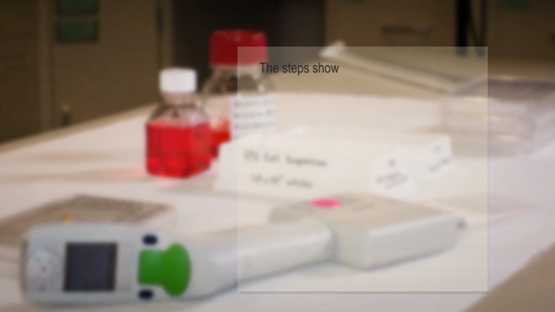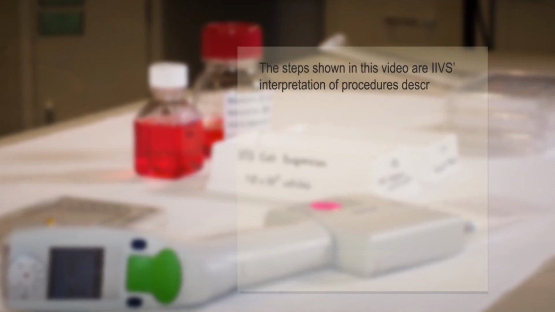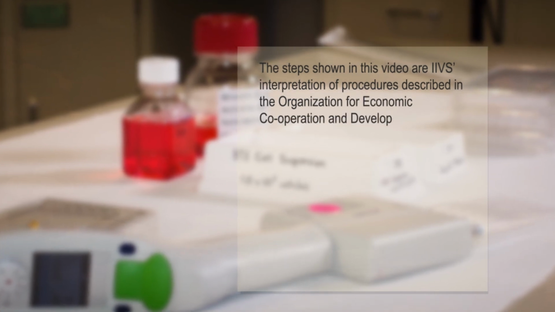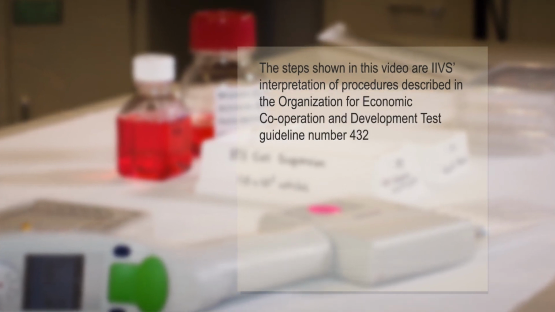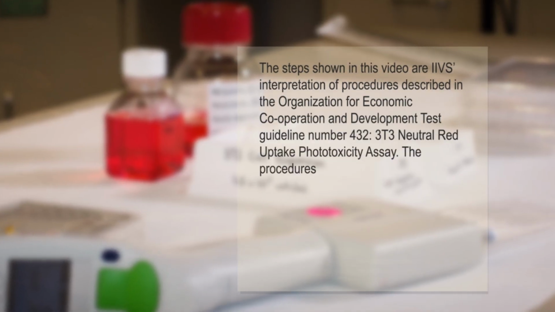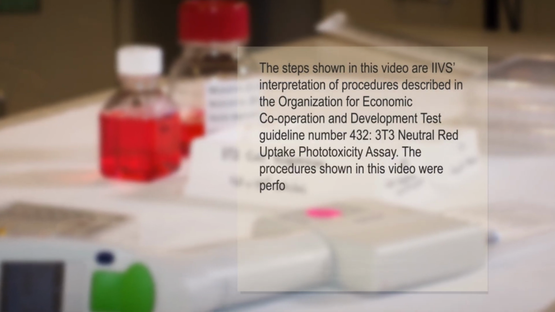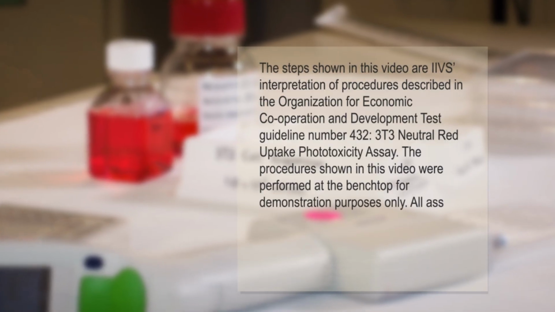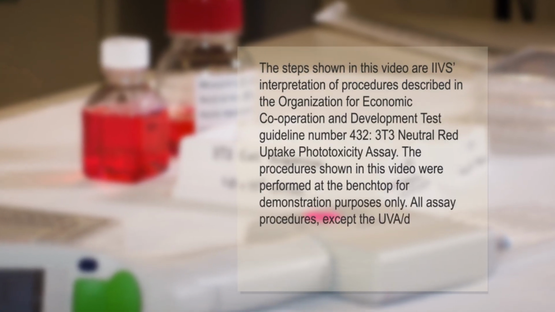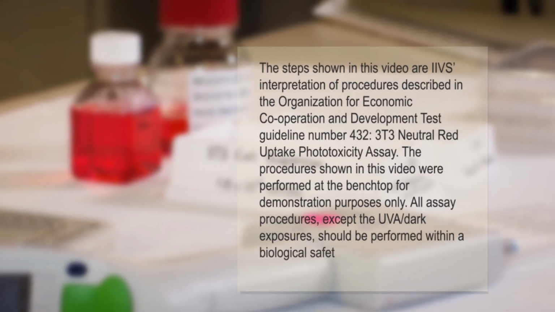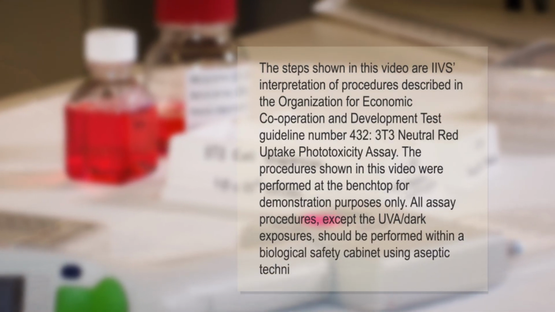The steps shown in this video are IIVS's interpretation of procedures described in the Organization for Economic Cooperation and Development Test Guideline number 432, 3T3 neutral red uptake phototoxicity assay. The procedures shown in this video were performed at the benchtop for demonstration purposes only. All assay procedures except the UVA dark exposure should be performed within a biological safety cabinet using aseptic techniques.